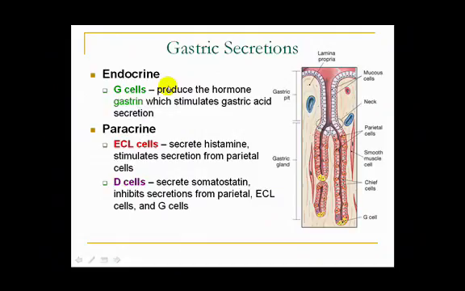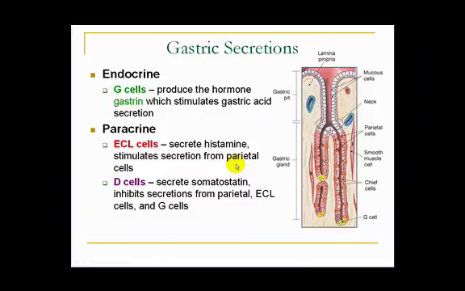Now, you also have some endocrine cells in the gastric pits called G cells, which produce the hormone called gastrin. What gastrin does is it stimulates gastric acid secretion to occur more. Gastrin actually activates the parietal cells to produce more HCl. Then you have some paracrine chemicals that get released. Remember, paracrine signals work on nearby cells. So there are some cells called ECL cells that secrete histamine. And histamine also stimulates the secretion from the parietal cells. So now you have both gastrin and histamine, which will increase the hydrochloric acid production from the parietal cells.